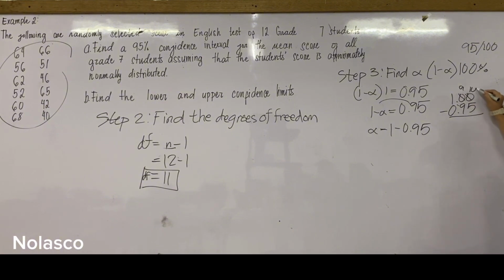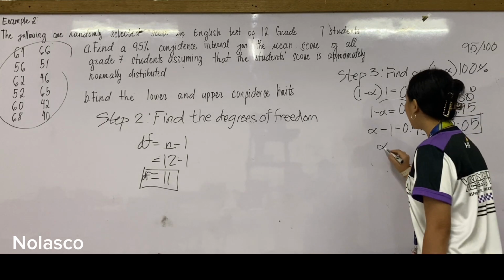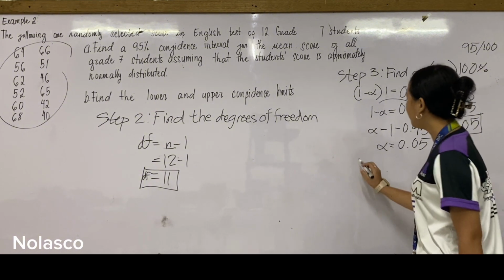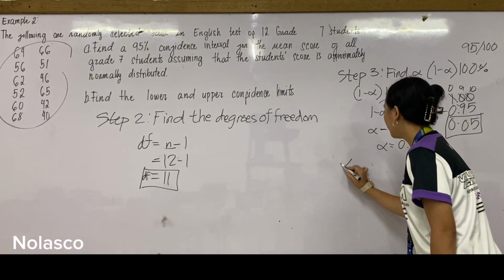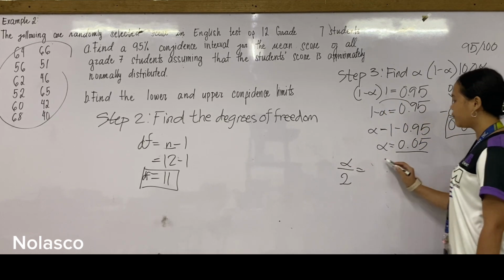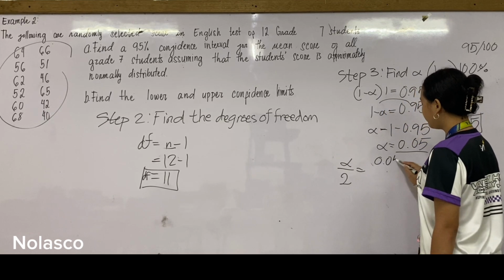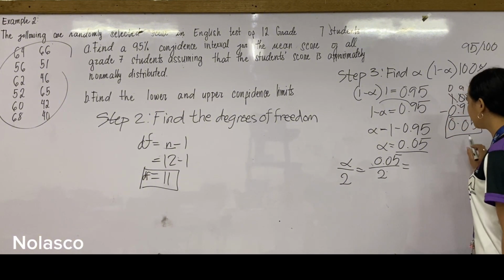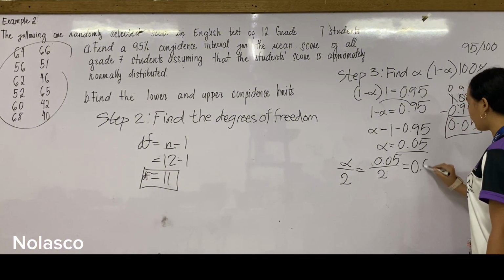Now 10 minus 5 is 5, and 9 minus 9 is 0. So our alpha is 0.05. And then alpha over 2: our alpha is 0.05 divided by 2, so that is 0.025.